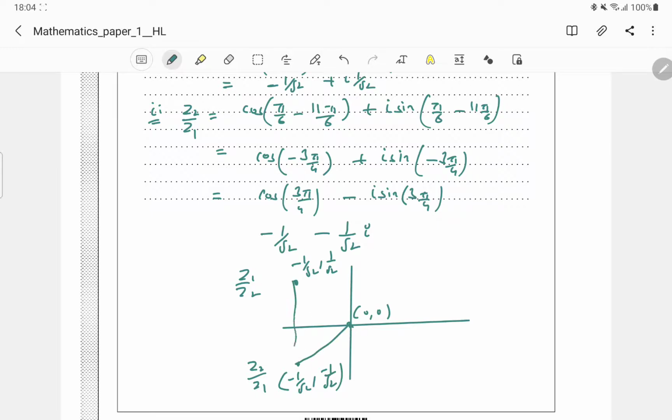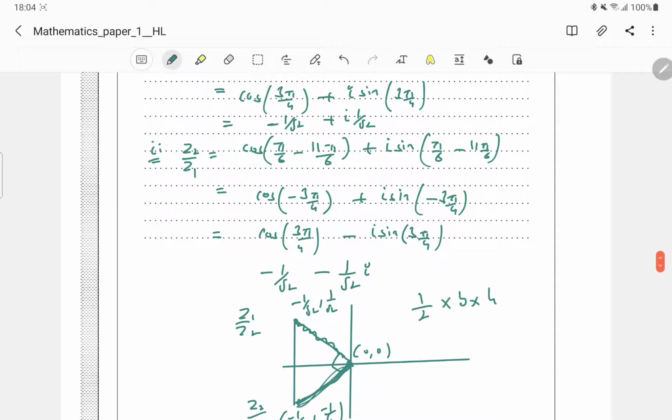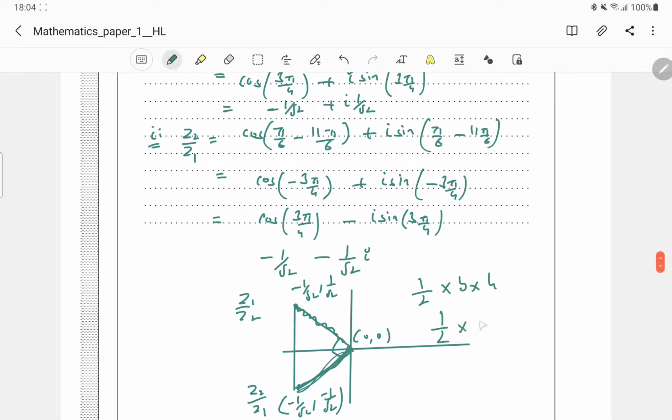So we need to find the area of this triangle. We can directly see that this is 45 degrees and this is also 45 degrees, so the whole angle is 90 degrees, and we can use the area of a triangle formula: half base into height. My base will be this length and height will be this length, and this length is r. And what is my r? Here r is 1. So I just need to put my base as 1 and height as 1. The area will be half square unit.